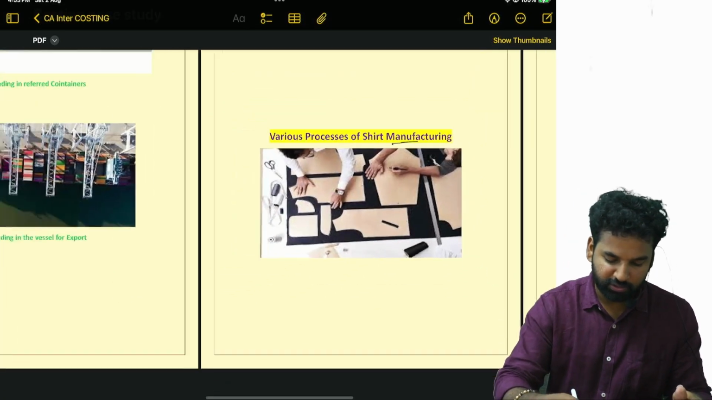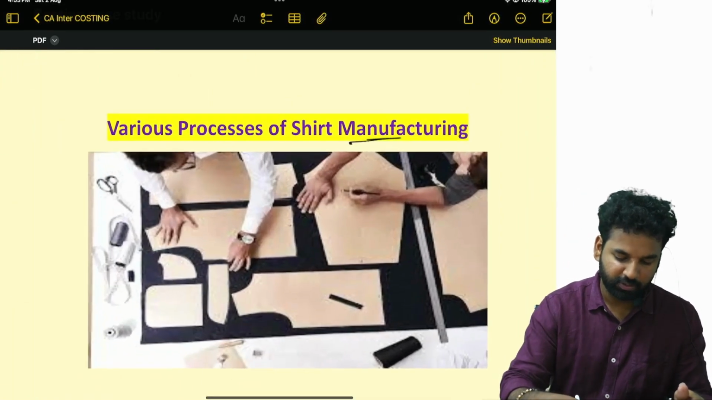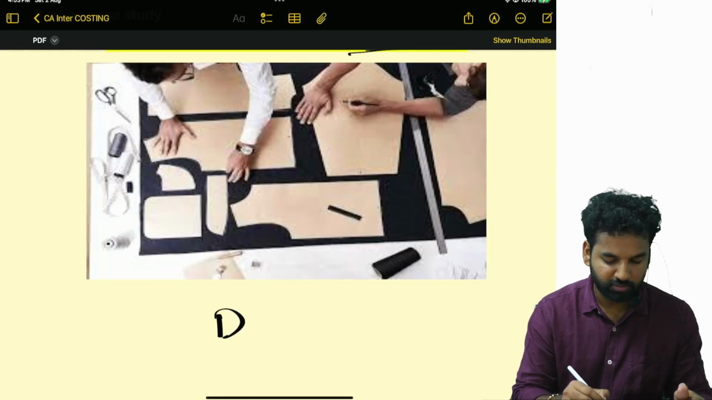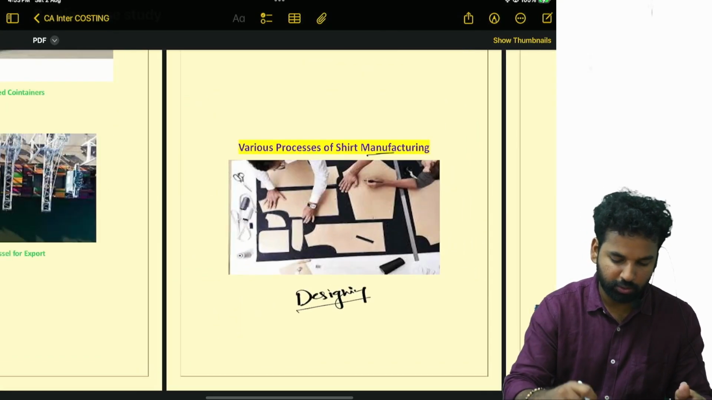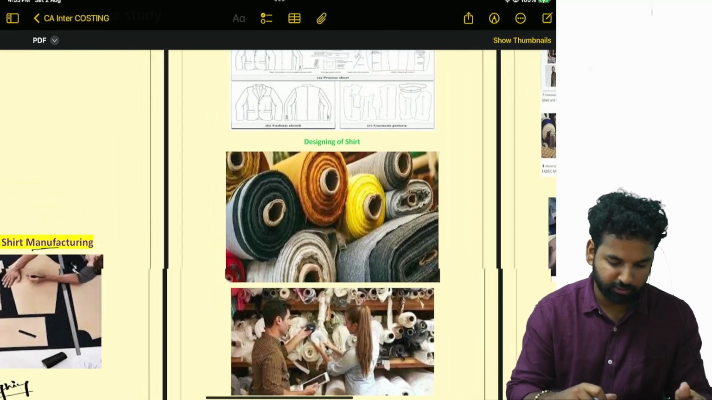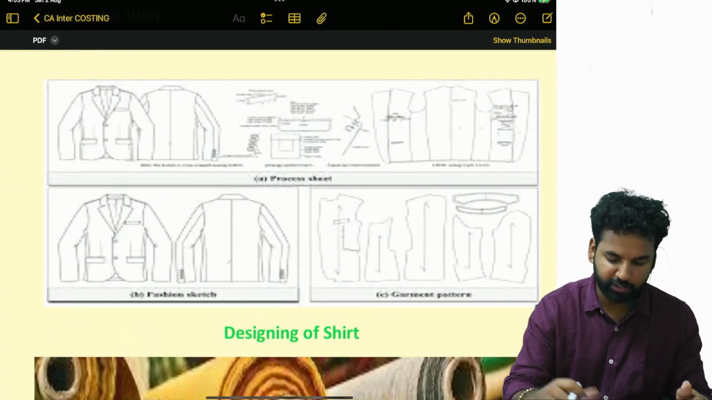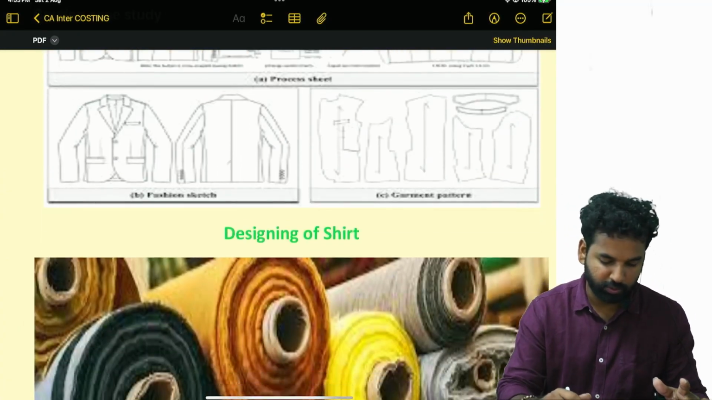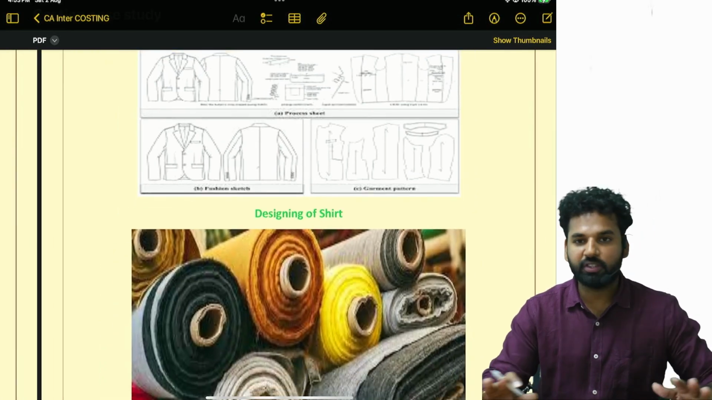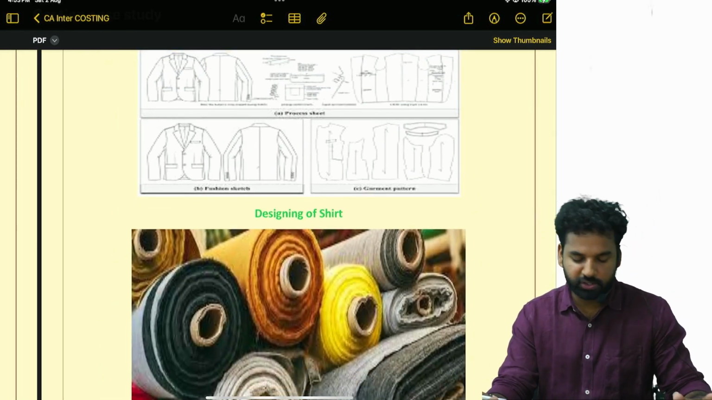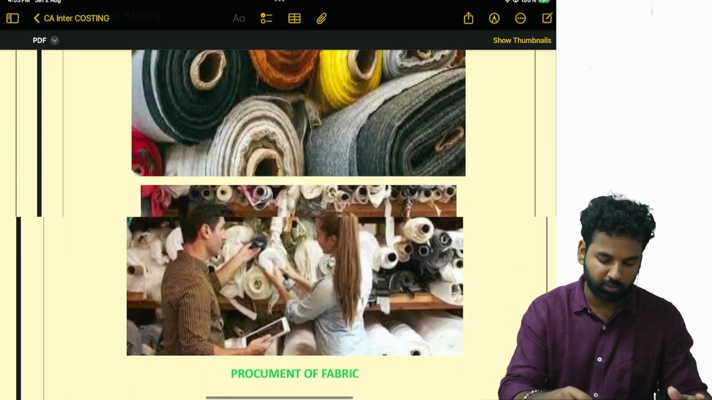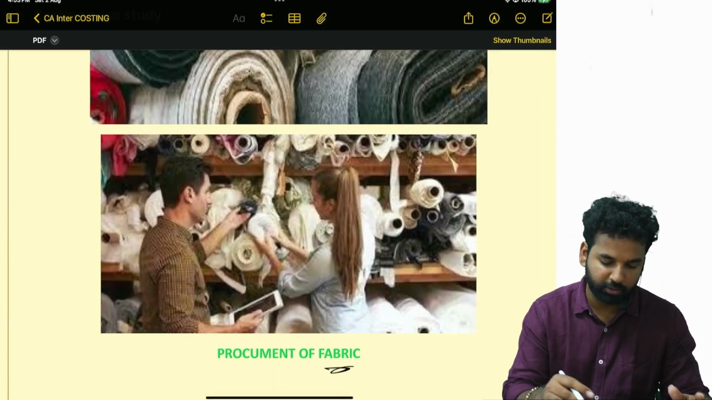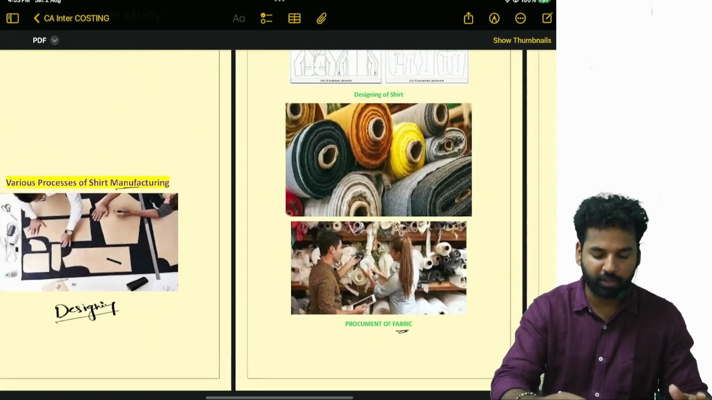Right. So in this, the first process is designing. Okay, right. So they are taking some designs, like this, they are taking some measurements. So they have fixed the design. So now they are doing material procurement. So they are procuring the fabric.